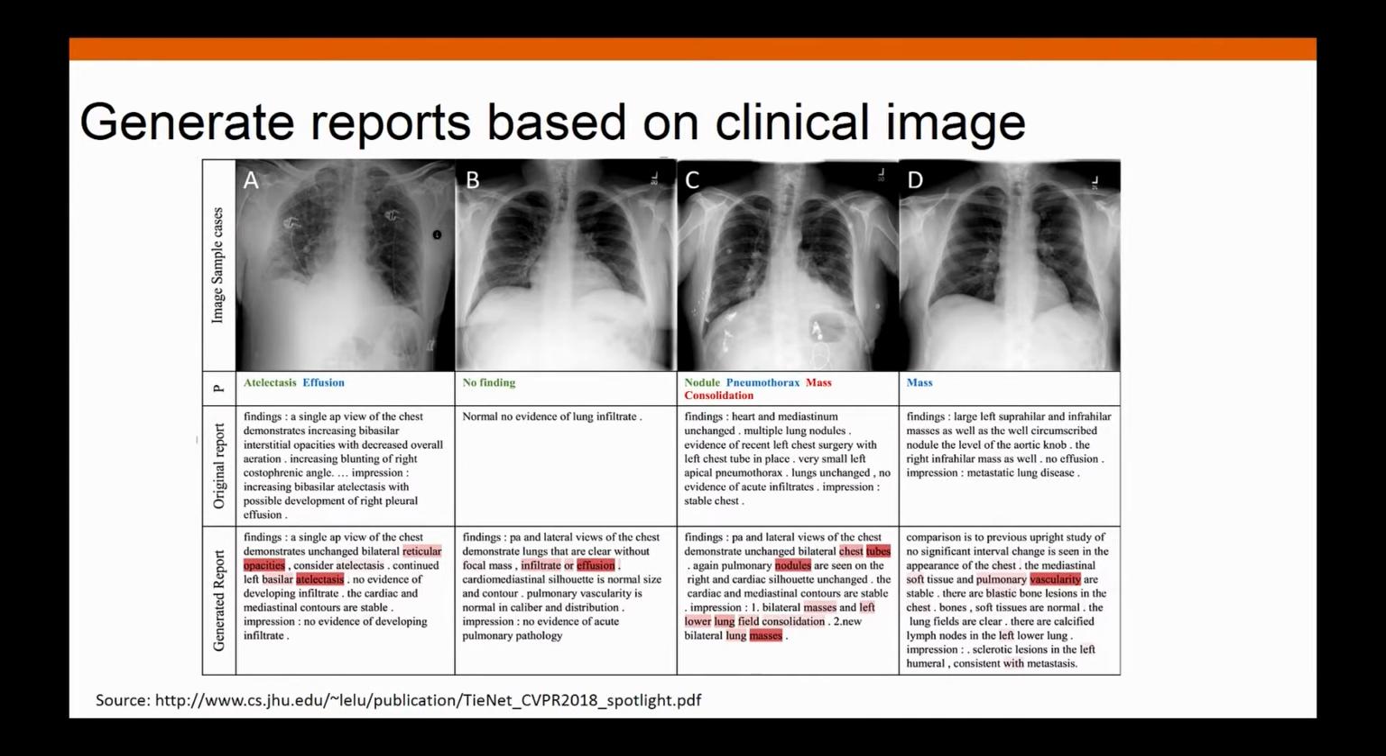The third row is the report generated by the computer algorithm. If you look further into it, even though the structure is pretty similar, the accuracy still needs to be improved because the content is not 100% accurate. So it still needs to be improved to actually help the radiologists.